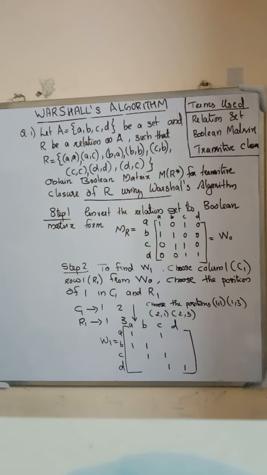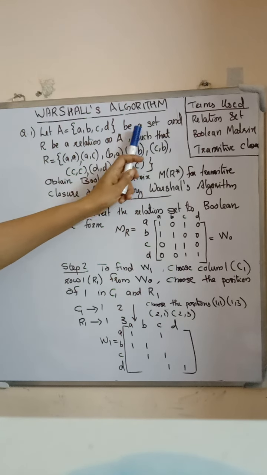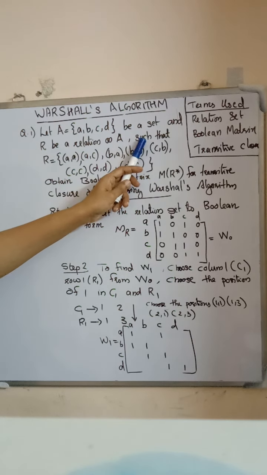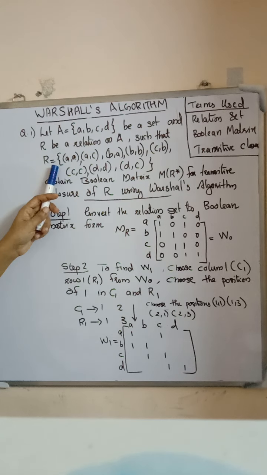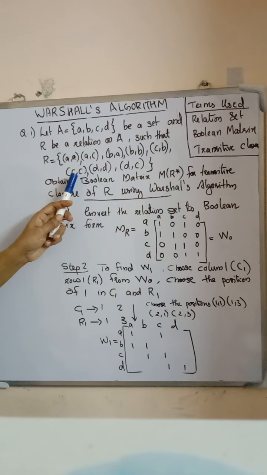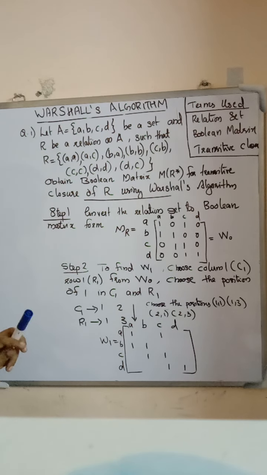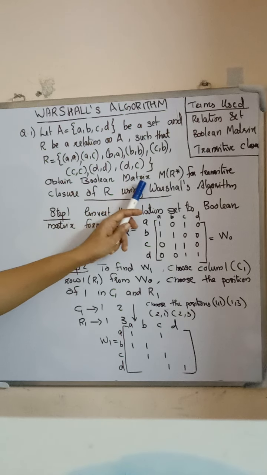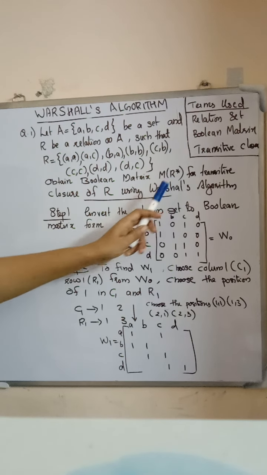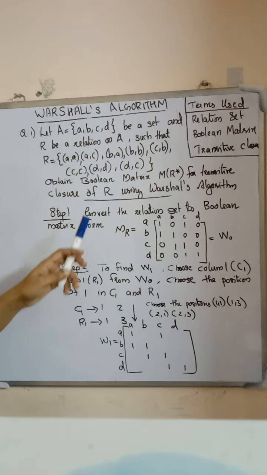Let A equals the set {A, B, C, D} be a set and R be a relation on A, such that the relation is defined as R equals the set of ordered pairs {AA, AC, BA, BB, CB, CC, DD and DC}. Obtain the Boolean matrix MR star. We know that R star denotes the transitive closure. So MR star is the transitive closure matrix using Warshall's algorithm.